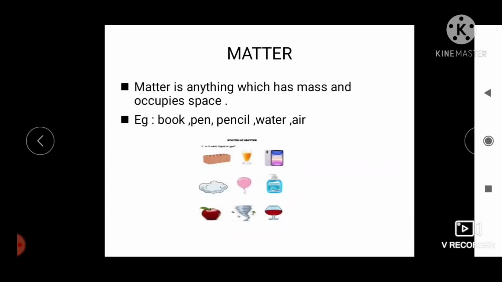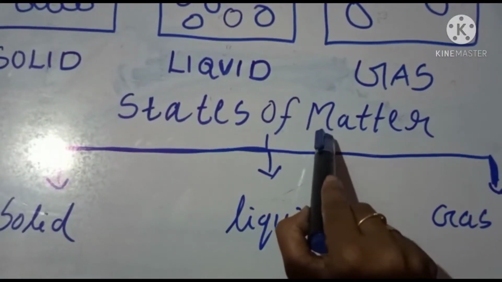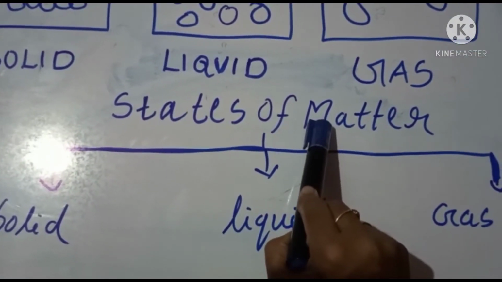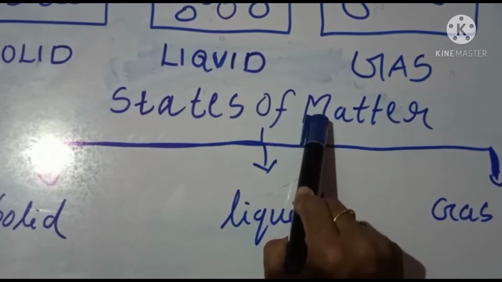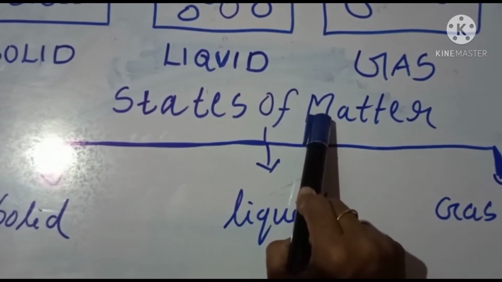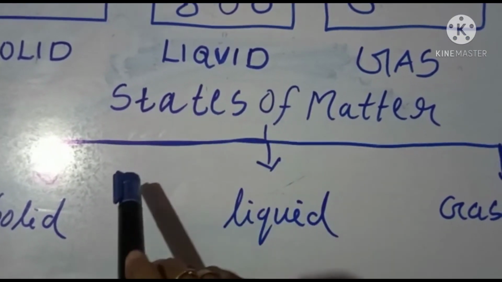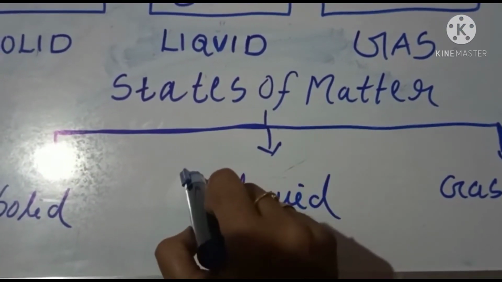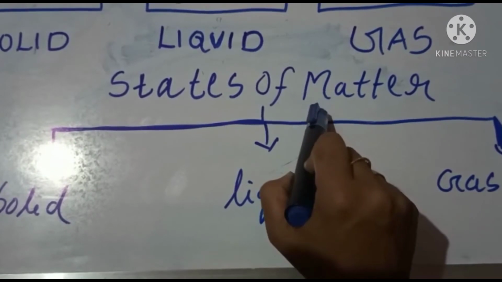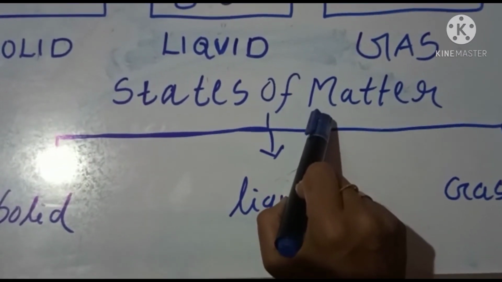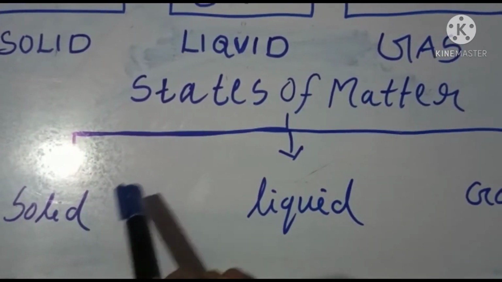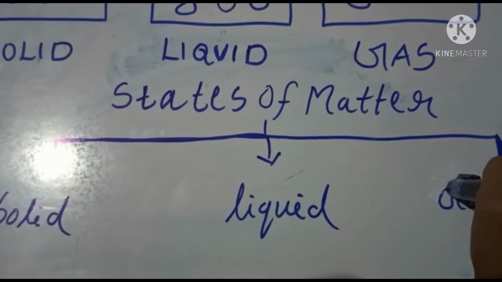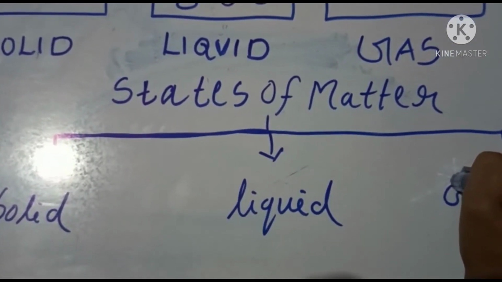You know that they have mass and occupy space. What is matter? Matter is anything which has mass and occupies space. And depending upon the nature of arrangement of particles, matter exists in three physical states: solid, liquid and gas.